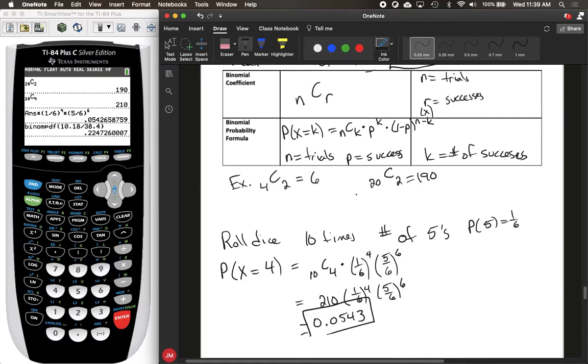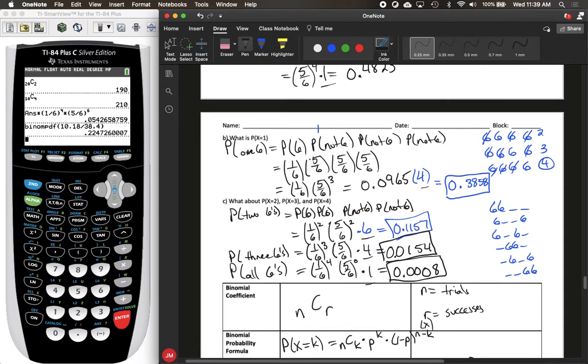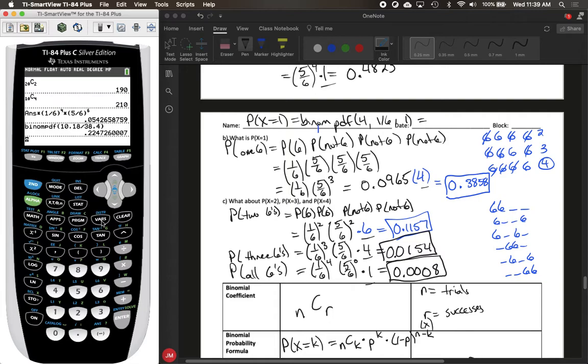To just show you that it works, let's go back and think about rolling 6s: what is the probability of rolling one 6 in 4 dice rolls? We found that to be 0.3858, and you remember all the work we had to do for that. Now what we're saying is the probability that x is equal to 1 is something we could have just put into our calculator as binompdf, where n would have been the 4 rolls, our probability of getting a 6 is 1 out of 6, and we want exactly one of them to be a 6. And if we put that into our calculator, 2nd Vars, up to binompdf.